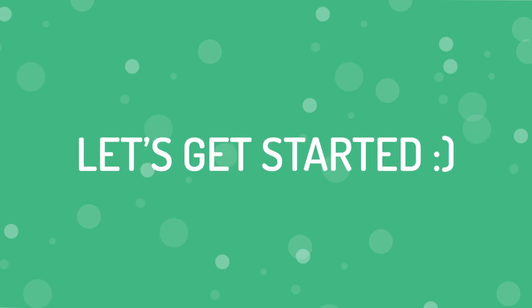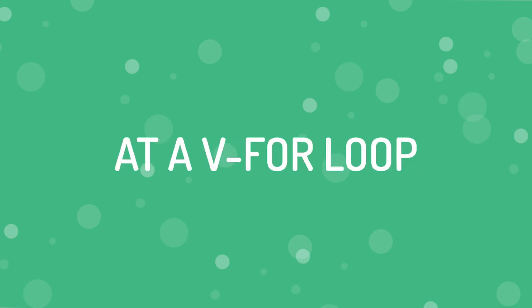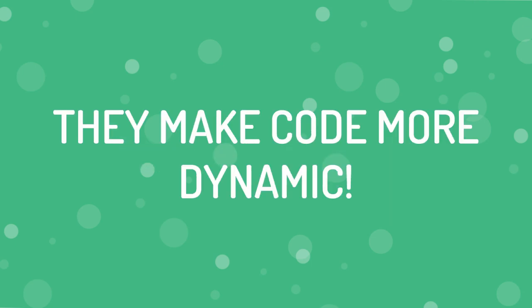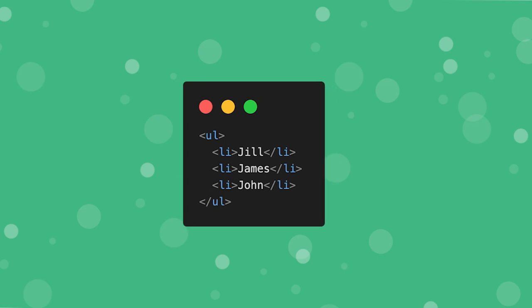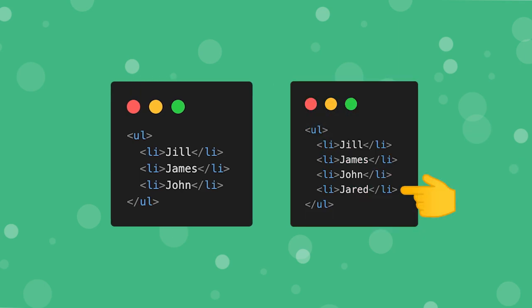So let's get started. First off, let's take a look at a v-for loop. So what these allow us to do is make our code more dynamic. Within this example, we're rendering out an unordered list with some li tags, and if we wanted to define any more li items in the future, then we would statically have to come into our template here and add those to our unordered list.